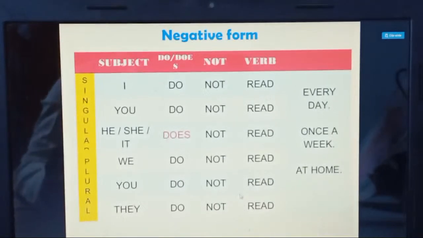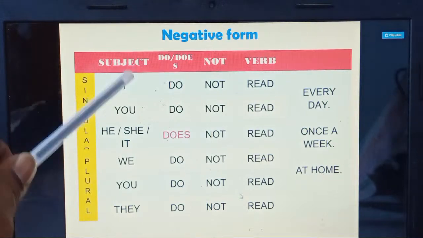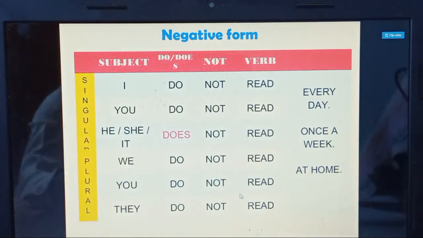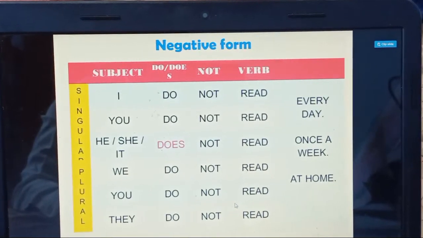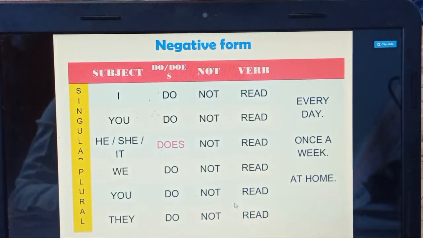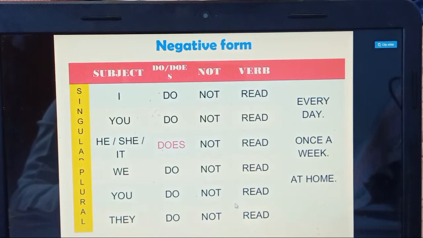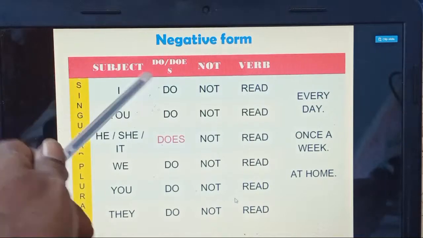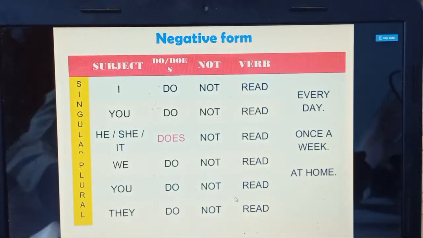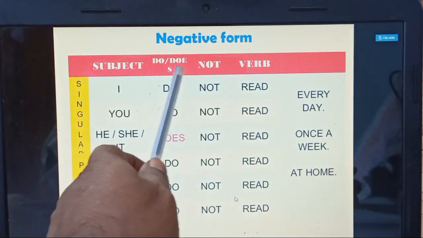You guys remember, to make a negative sentence in simple present tense, you need to use do or does. If you would like to change the sentence into a negative sentence, then you need to add do or does. What you need to do is bring this do or does.